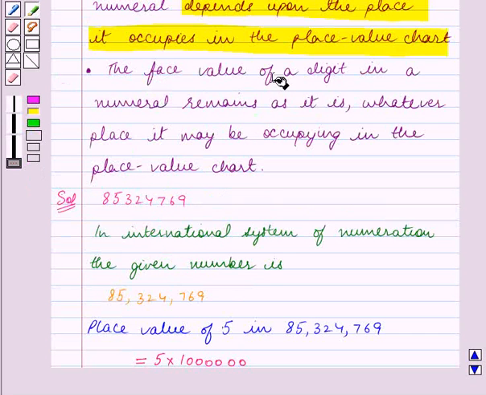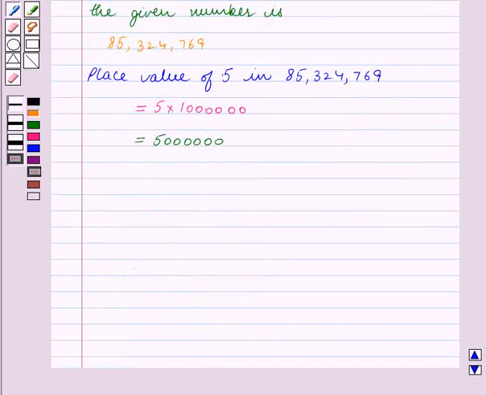Now the face value remains as it is. So face value of 5 in 85,324,769 is equal to 5 only.